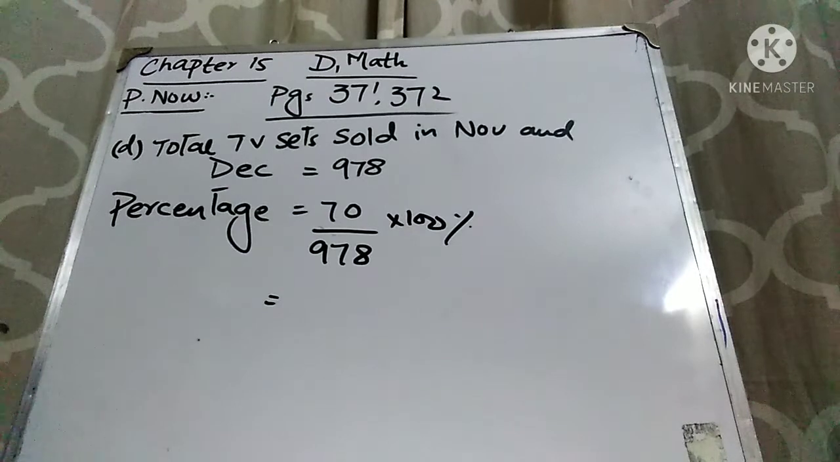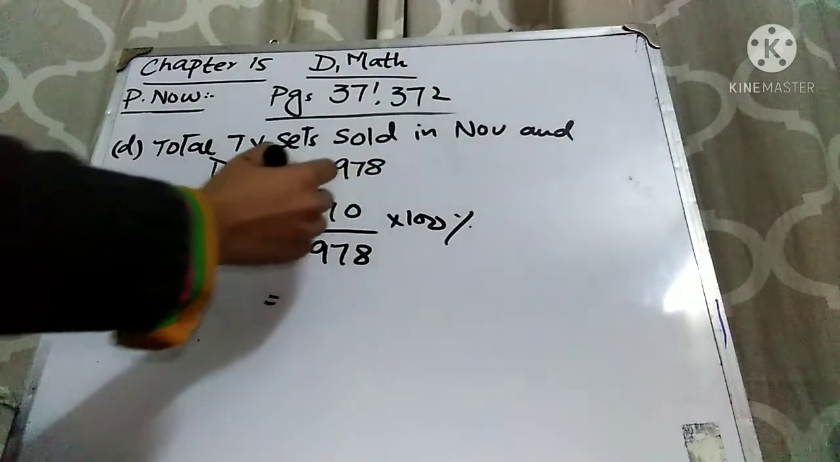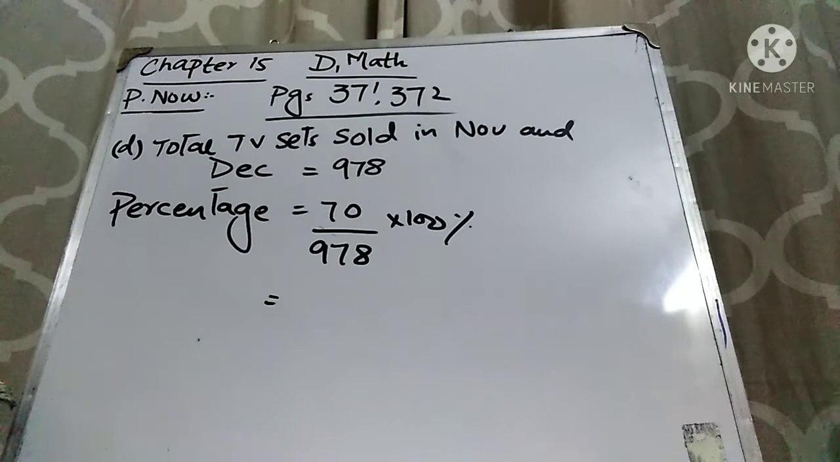When I divide 70 by 978 and multiply it by 100, I will get... Here I would like to add one more thing, because the question says to express the total number of television sets sold in shop 7 in November and December. So we have to add both values. The given number is both. We have to add both numbers of November and December.